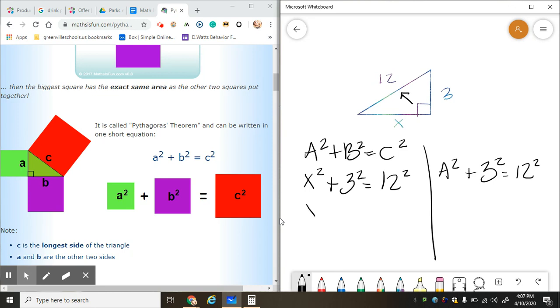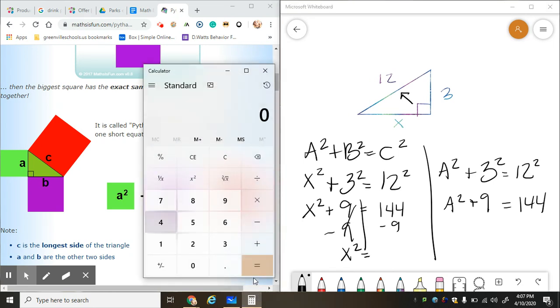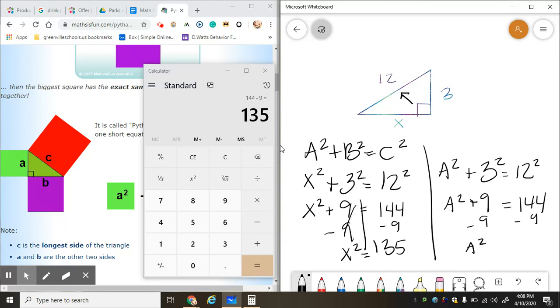Okay, so X squared stays the same. 3 times 3 is 9, and then 144. A squared plus 9, oops, no square on there, 144. Let me erase that little mistake. Okay, and then you could solve by subtracting. Just like that, 135. A squared equals 135. And then you could take the square root of both sides.